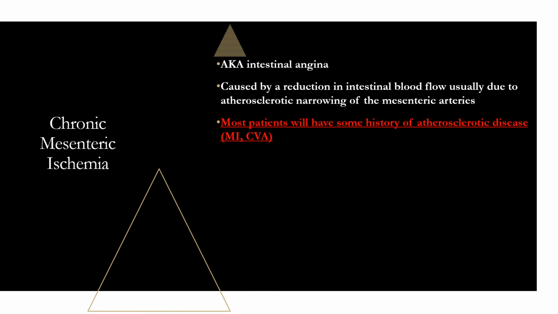Now, most patients are going to have some history of atherosclerotic disease, whether it was an MI, CVA. They're going to have some history of atherosclerotic disease, and now this is presenting in the mesenteric arteries. As far as clinical manifestations, the key here is going to be this dull, crampy abdominal pain that's worse after meals. These patients are going to come in, say, I had a big meal, and all of a sudden, I had this really bad abdominal pain.